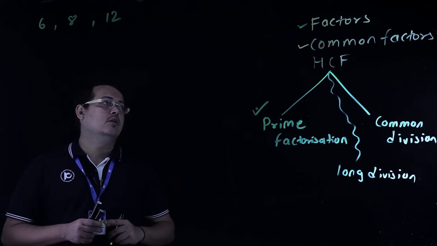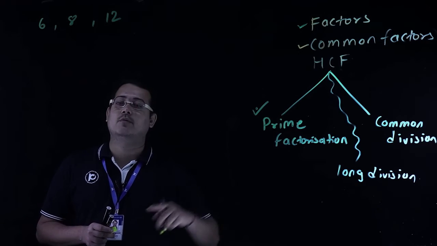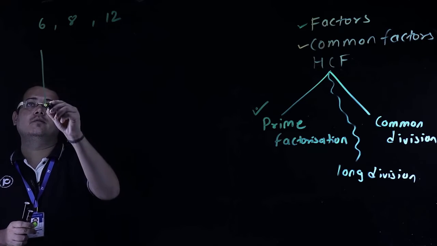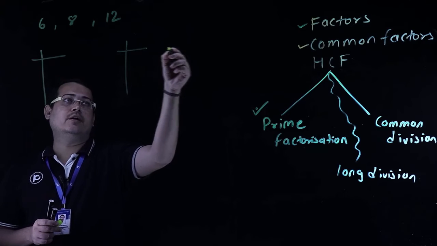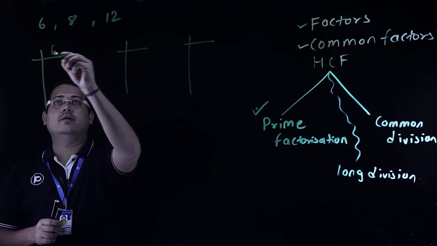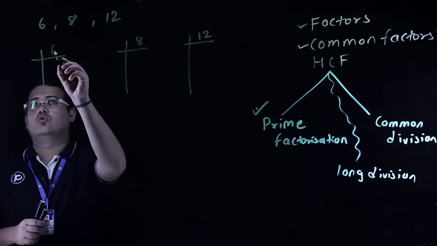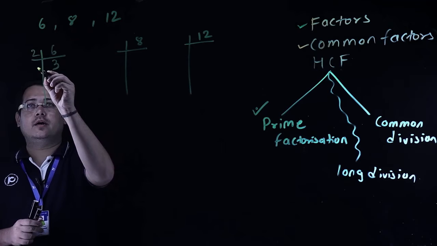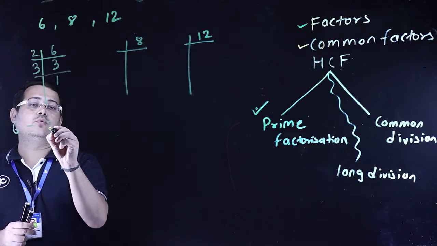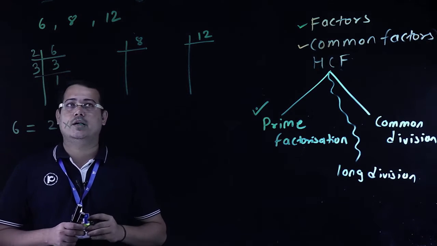So let's find the prime factors using the prime factorization method, and then we will find the HCF. First of all, we are finding the prime factors of the numbers 6, 8 and 12, separately. 6 is divisible by 2, 2 threes are 6, and 3 is divisible by 3 only. So the prime factors of 6 are 2 multiplied by 3. I am not using 1 and the number itself, I will just list them out.